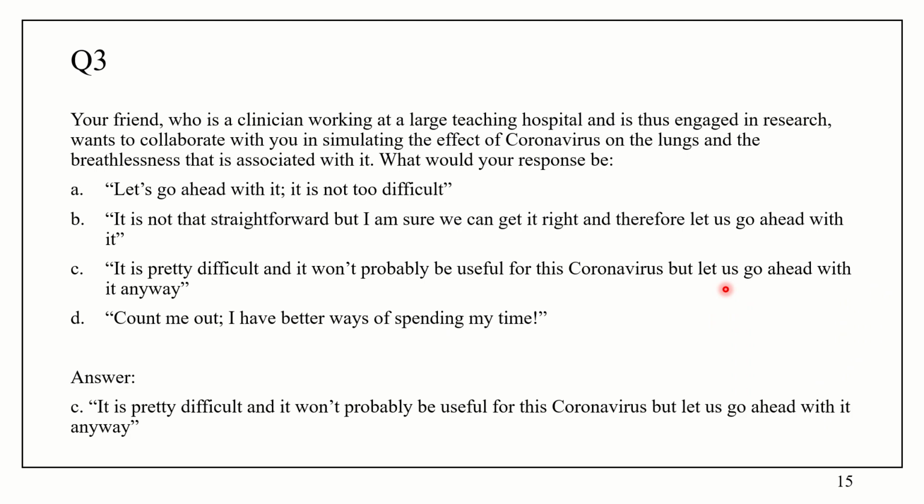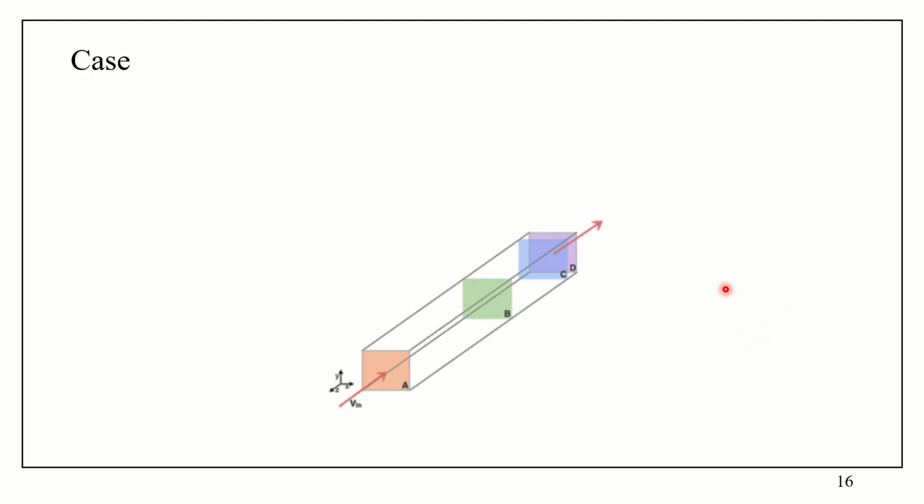Question 3, option C is the right answer. Now we are going to question 4. Before going to question 4, it is about a case study wherein the associated case is flow through a rectangular or square duct, and we are just dealing with the questions.